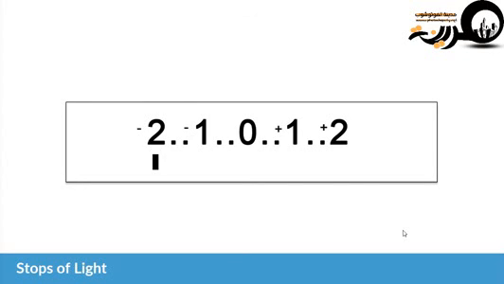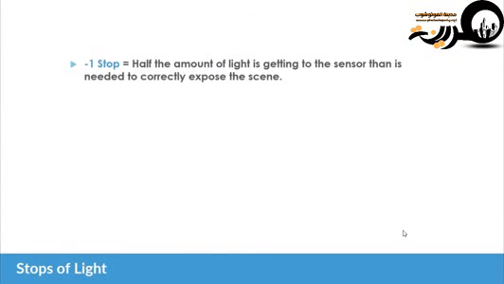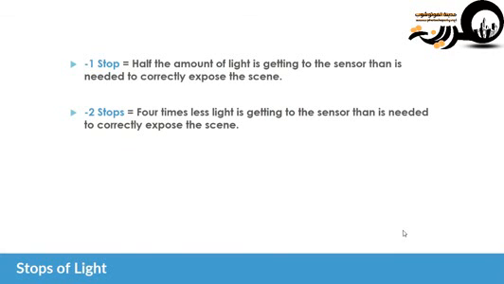And that is how our stops work. So I want you to get familiar with using them. Okay, so let's just summarize that again. -1 stop is half the amount of light getting to the camera sensor than is needed to correctly expose the scene.